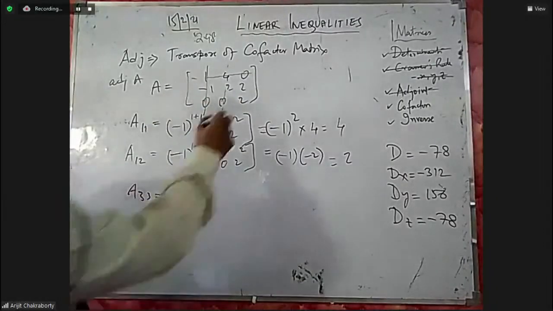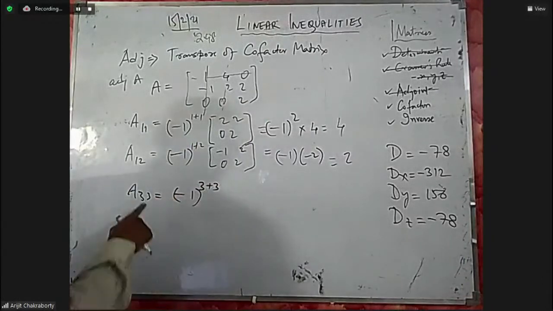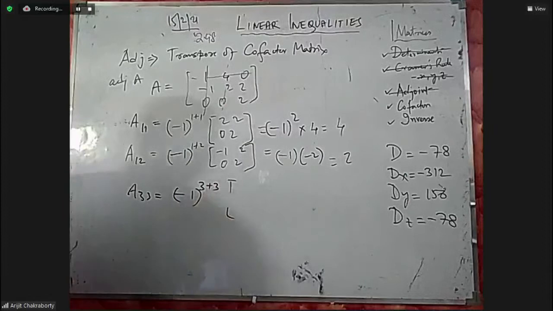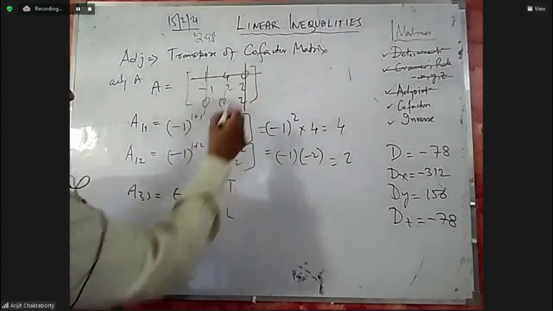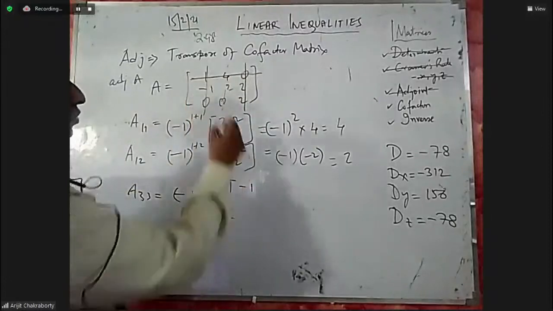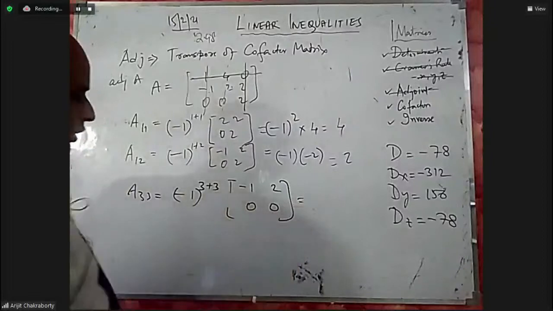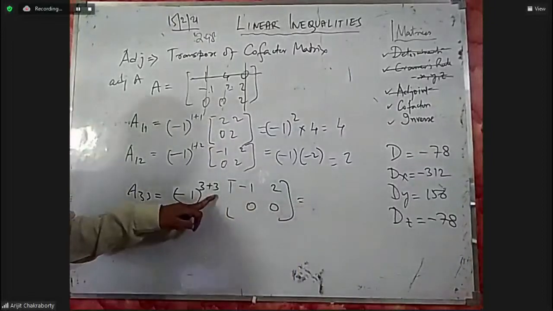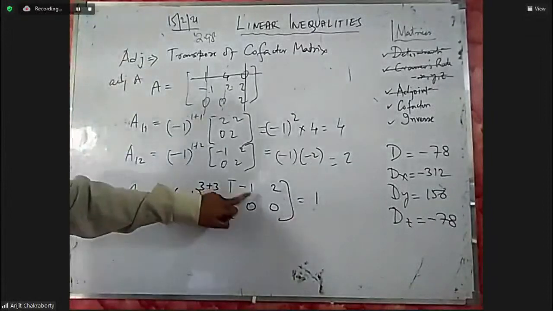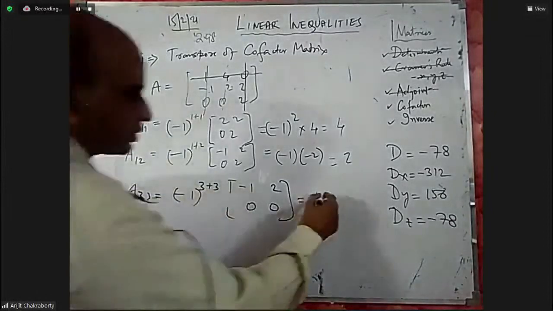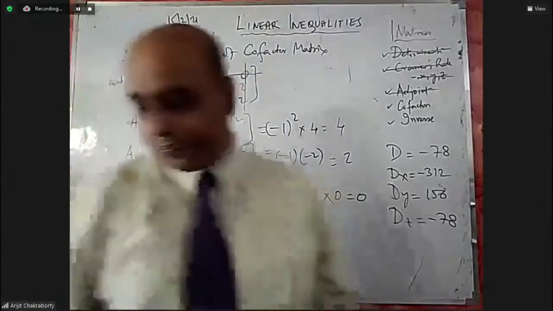A33 means minus 1 to the power 3 plus 3. What will be the determinant? A33 means the third row is gone, the third column is gone. So I will write minus 1, 2, 0 and 0. Minus 1 to the power 6 is 1. But here we have minus 1 into 0, minus 2 into 0, that is 0. So A33 will be 0.